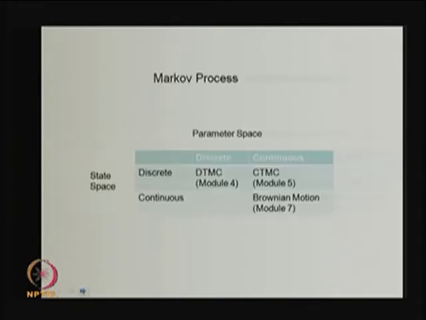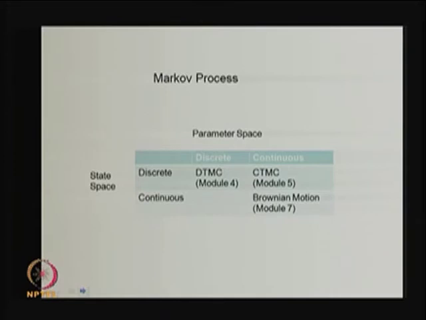Let me start with the introduction of continuous time Markov chain. The continuous time Markov chain is a special case of a stochastic process. This is a stochastic process in which the Markov property is satisfied, therefore, it is called a Markov process. Based on the classification of a state space and the parameter space, whether it is discrete or continuous, we can classify the Markov process.